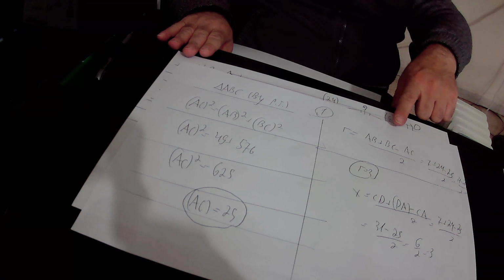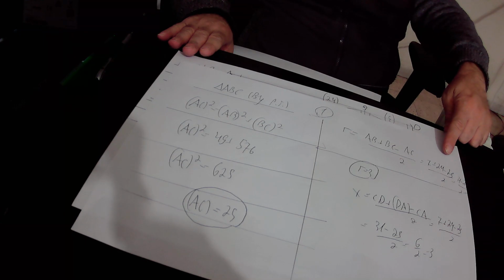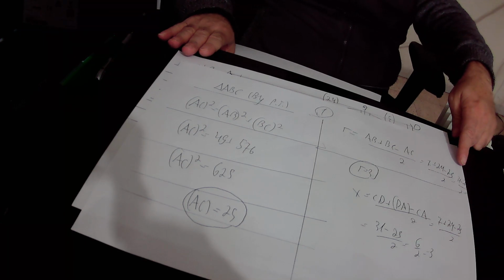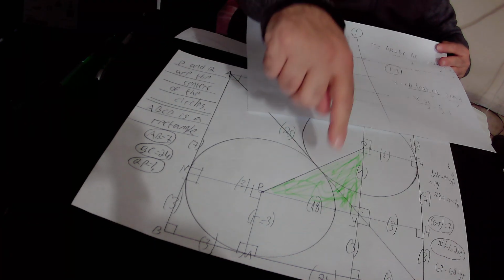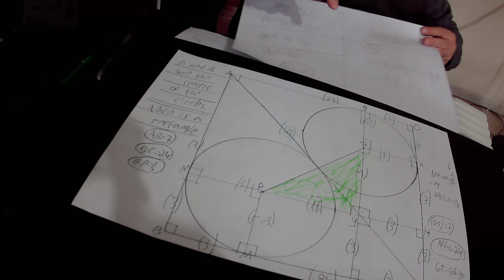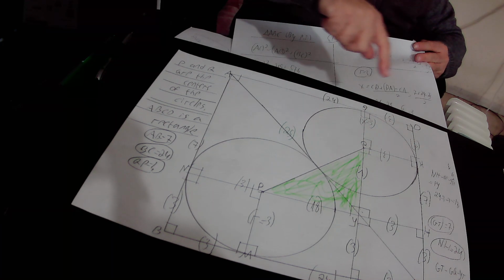AB is 7, BC is 24, and AC is 25, over 2. 7 plus 24 is 31, 31 minus 25 is 6, and 6 over 2 is 3. So I found out finally that the radius of this circle R equals 3 units. We implemented the new formula also to find the radius of this circle.